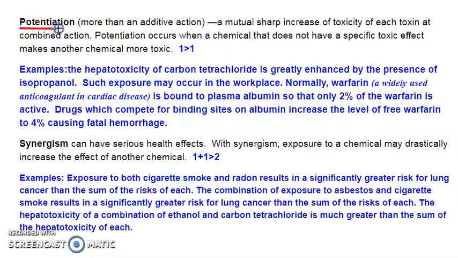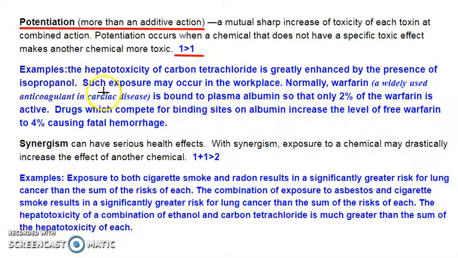The next type, potentiation, is more than an additive action: a mutual sharp increase of toxicity of each toxin at combined action. Potentiation occurs when a chemical that doesn't have a specific toxic effect makes another chemical more toxic, one more than one. Examples: the hepatotoxicity of carbon tetrachloride is greatly enhanced by the presence of isopropanol.